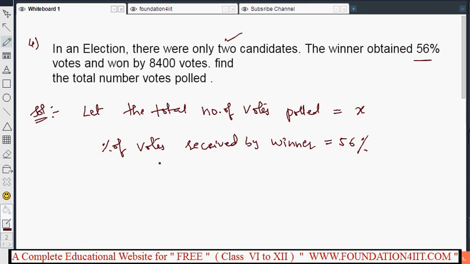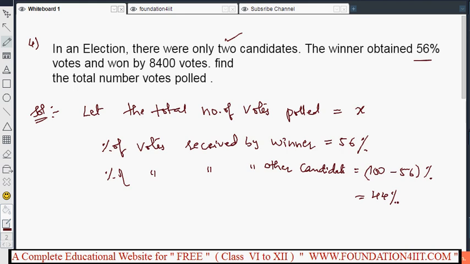Percentage of votes received by the other candidate, because there are two candidates, is 100 minus 56 percentage. So 100 minus 56 is 44%. Up to now, these are the two values.